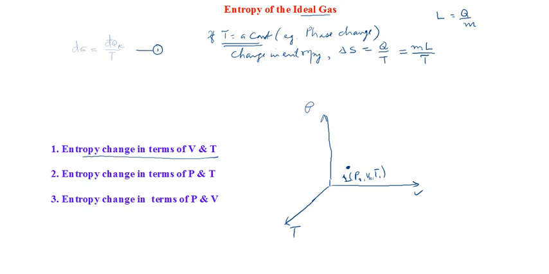Suppose the system changes reversibly. I'm considering the reversible case only here because that is easy to deal with. So suppose the system is undergoing a process reversibly, and finally it is settling to a second thermodynamic state, denoted by the parameters P2, V2 and T2. In this derivation, our system is the ideal gas system. So it's a very special case.